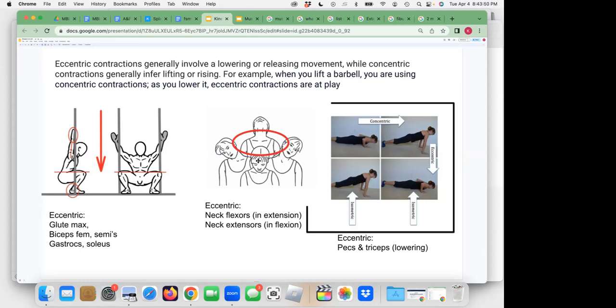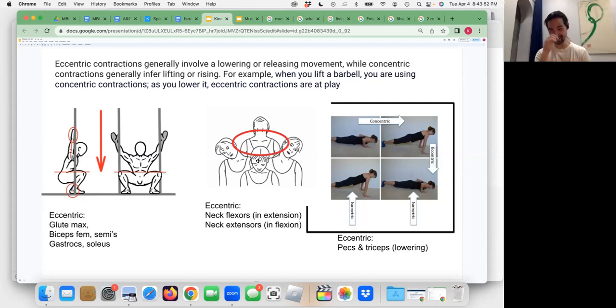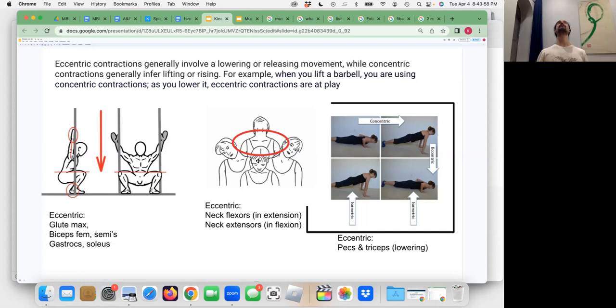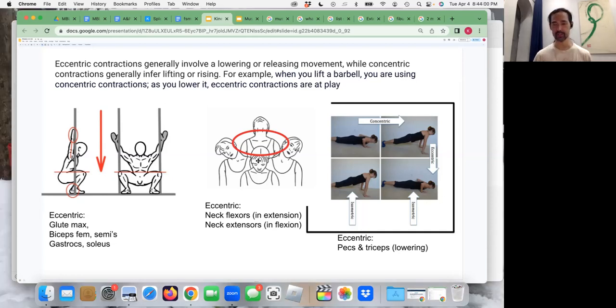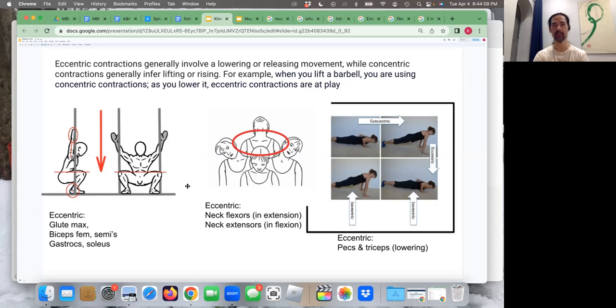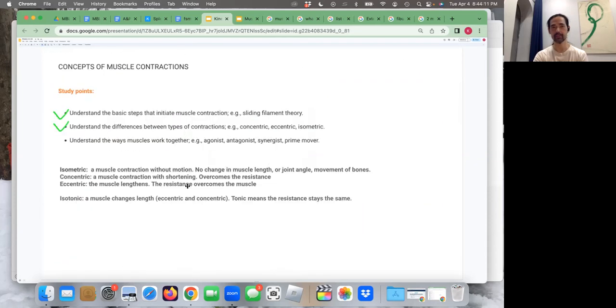The extensors. Yeah, I was trying not to say flexors and extensors. That's okay. And then if you extend the neck, where's the eccentric contraction? In the flexors. That's right. Okay. Thank you, Vincent. Please mute yourself.